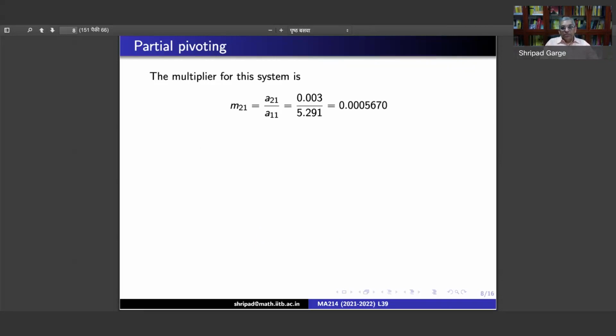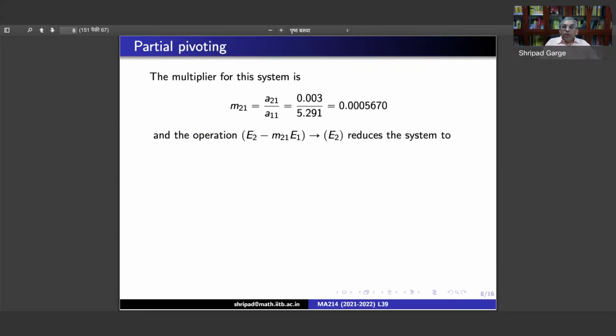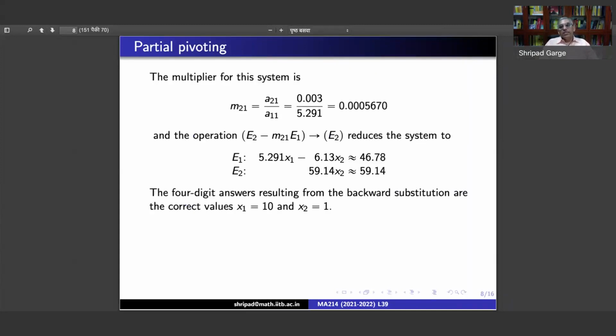That is the difference. So by effecting E2 minus M21 E1 and replacing that in place of E2, we get the system. E1 is not going to change. E2 becomes 59.14 x2 approximately equal to 59.14. This will now give you the correct answers, that x2 is 1 and x1 is 10, because the second equation is giving you x2 equal to 1. When you put it back in the first equation, which has not changed, it should give you the correct value of x1 equal to 10.